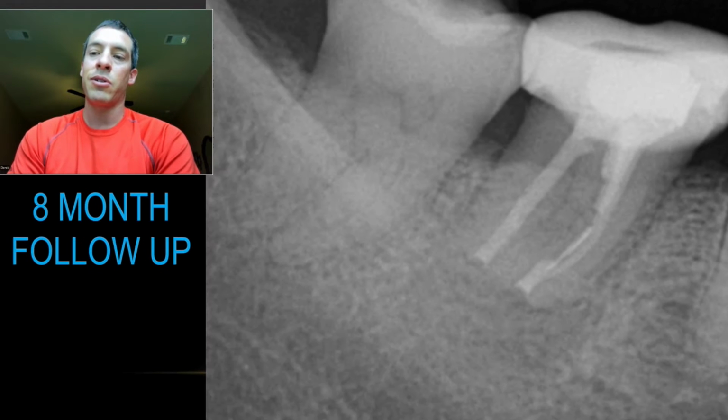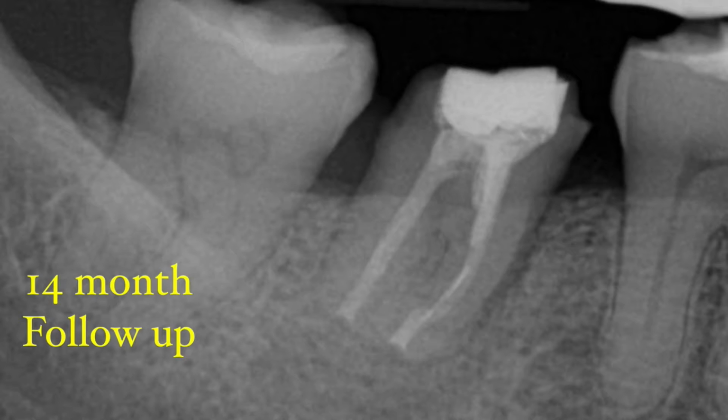And here's the 8-month, which you can see even more bone filling into that apical area, and we're starting to see some pretty good healing already, which is very encouraging. And then this is at 14 months. This is an X-ray without the provisional crown in place. She was going to go see the prosthodontist after seeing us, where they were going to refine the prep and get their final impression for the permanent crown.